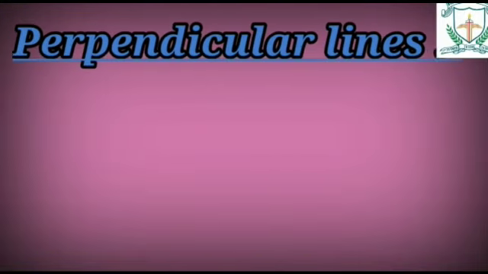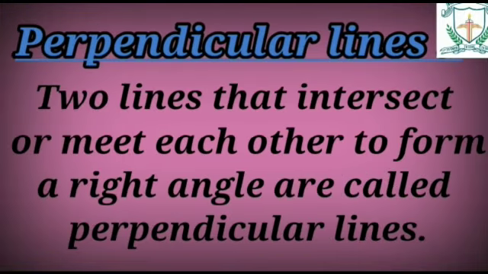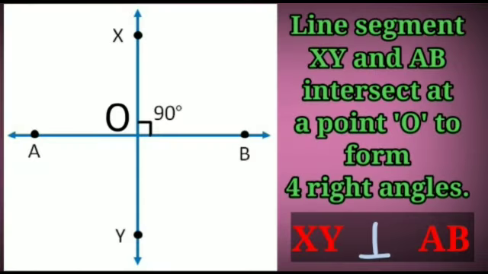Perpendicular lines. Two lines that intersect or meet each other to form a right angle are called perpendicular lines. Example, in the given figure, line segments XY and AB intersect at a point O to form four right angles. Hence, they are said to be perpendicular.